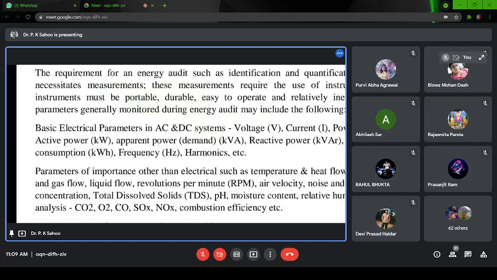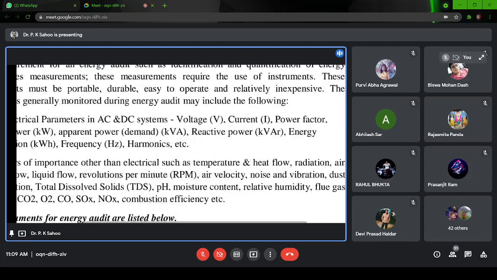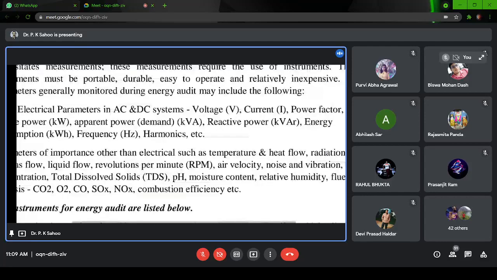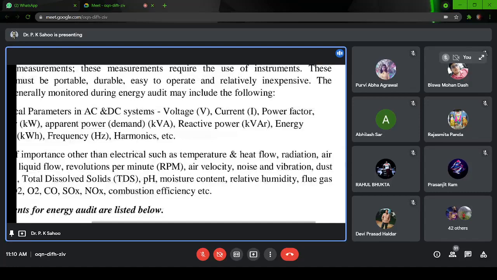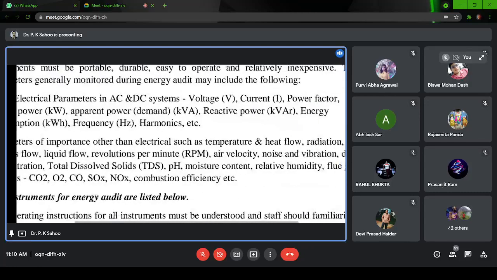You see here, and that is portable. These instruments must be portable because nowadays if you get them portable you can work quickly, and they should be durable, easy to operate, and relatively inexpensive. The parameters generally monitored during an energy audit may include the following.